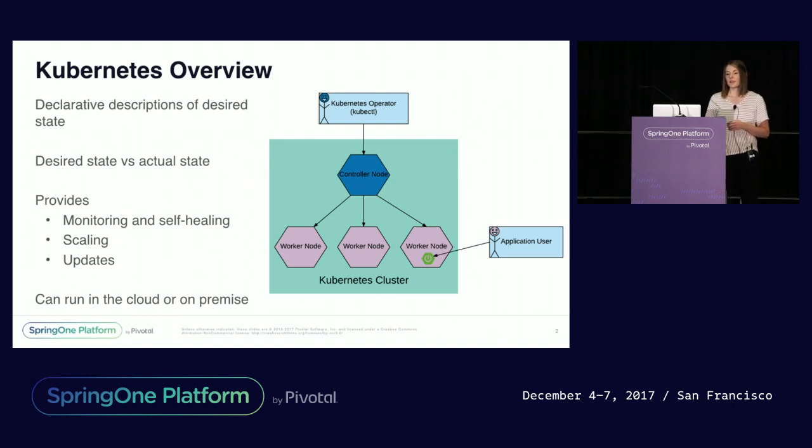Then if you have an application user, they can talk to your workload, the Spring Boot app, directly on the worker node. So Kubernetes uses declarative descriptions of state, which means you just say, this is what I want, and it will handle the scheduling and provisioning of resources. Kubernetes just makes sure the actual state matches the desired state. That provides a lot of things. You can scale really easily, because all you have to do is say, I actually want 4 of those instead of 3. You can do updates, because you just have to say, use this image instead of this one. And you can get monitoring and self-healing of processes. And this can run in the cloud or on-premise.